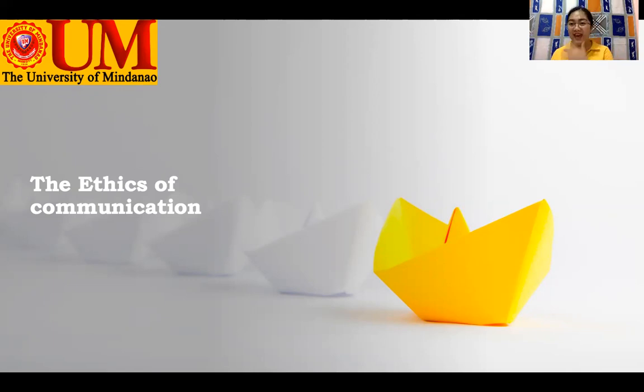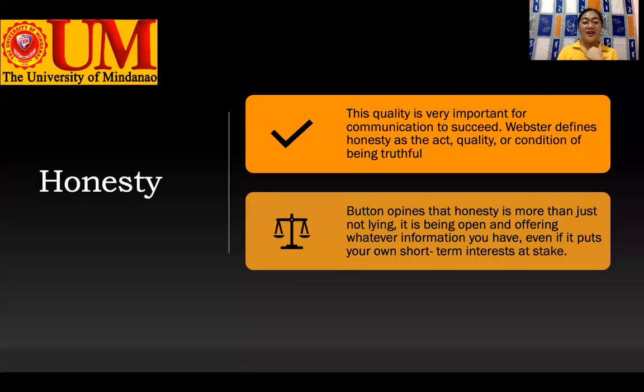So there are ethics in communicating. What are these? First one is honesty. You have to be truthful when you communicate. You have to be honest when you say something. Why? Because that could have a domino effect. If this person says something to this person and that person relays that message to another person, there could be a domino effect. So if it is not truthful, then the process of communication will be very disastrous.